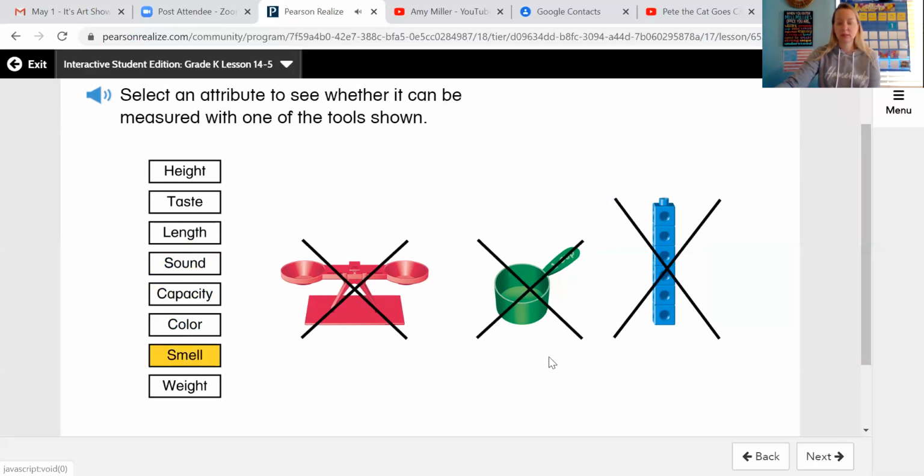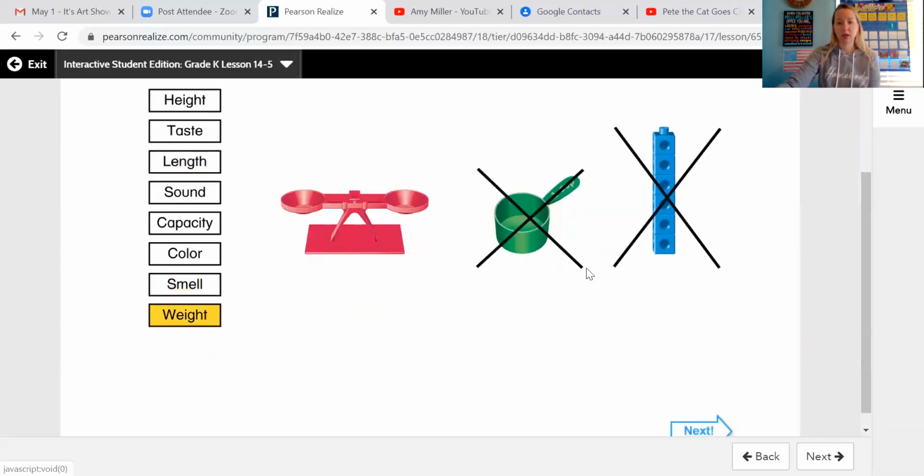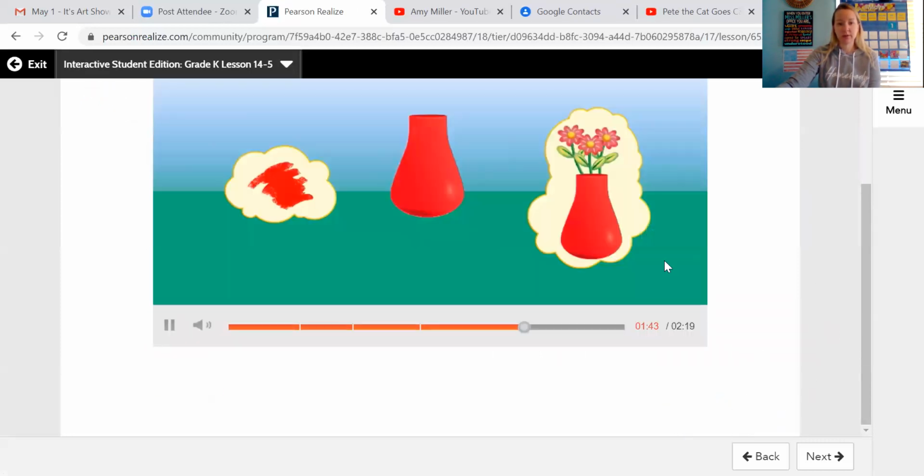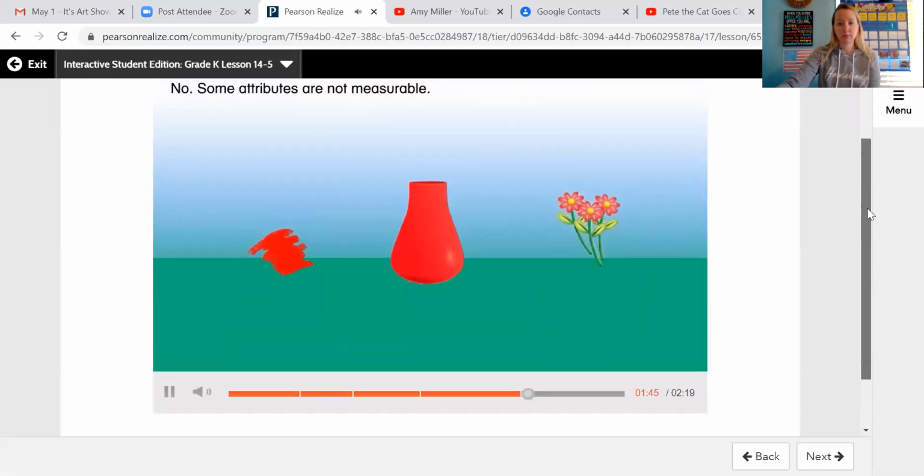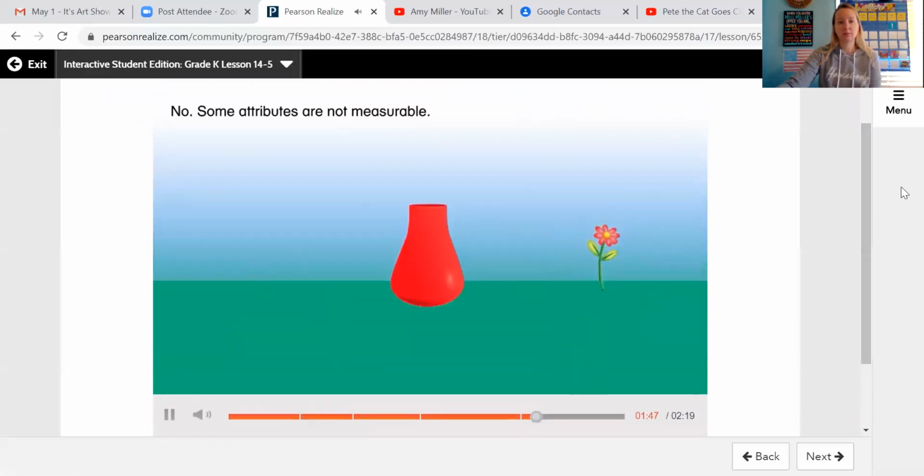Smell. Can you use any of these tools to measure smell? Nope, that's what your nose is for. Weight. You would use a balance scale to determine the weight of an object. Good job, friends. Some attributes are not measurable.